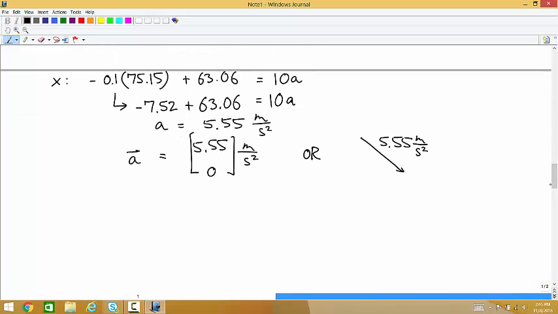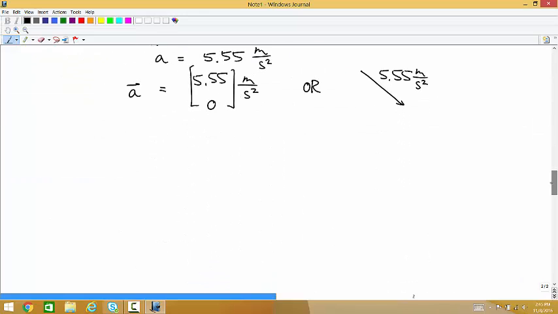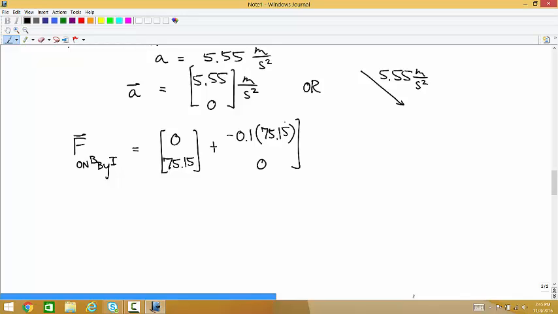The normal force was 75.15. So the force on the box by the incline is equal to 0, 75.15 plus negative 0.1 times 75.15, 0, which is negative 7.52, positive 75.15 newtons. Any questions about that?